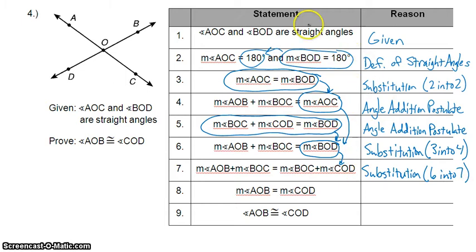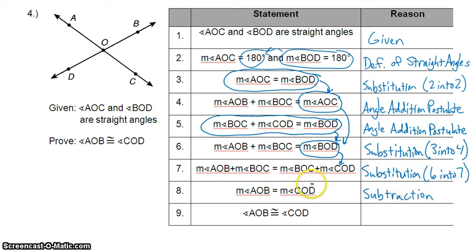Now I've done all of this work to get to this point right here. I have an equation, and on both sides of my equation I have the same angle. And since I have the same angle on both sides, I can subtract off that angle. If I subtract BOC from the left side and from the right side, I'm left with just angle AOB on the left and angle COD on the right. To go from step 7 to step 8, I need to subtract angle BOC.